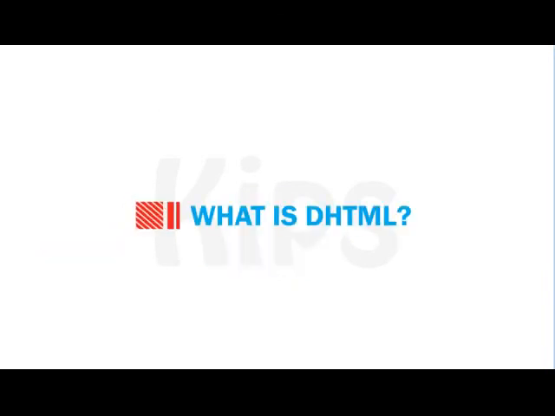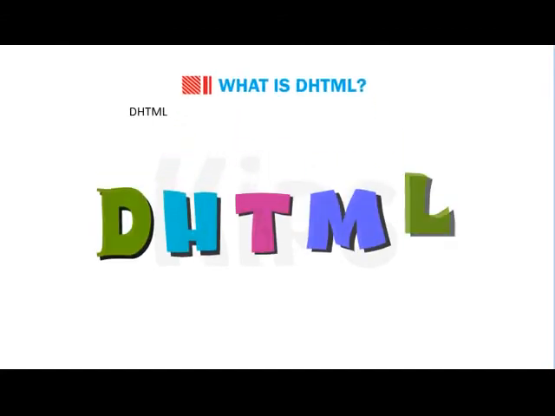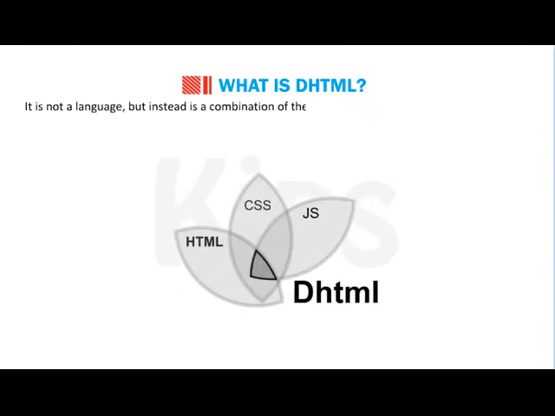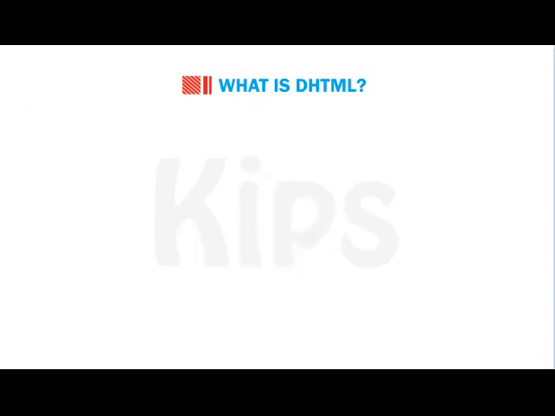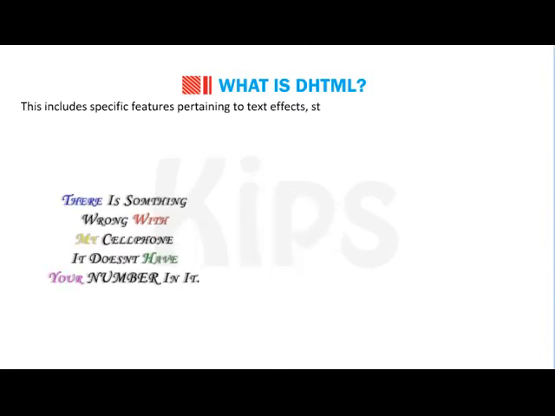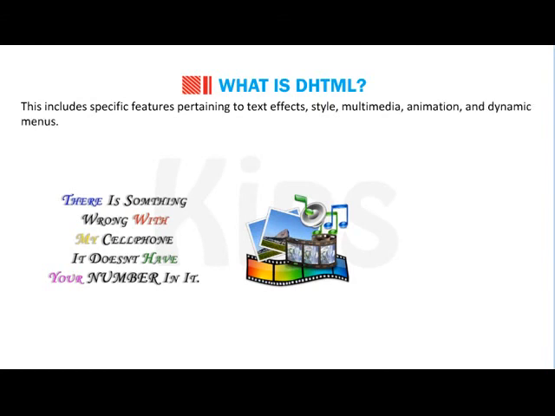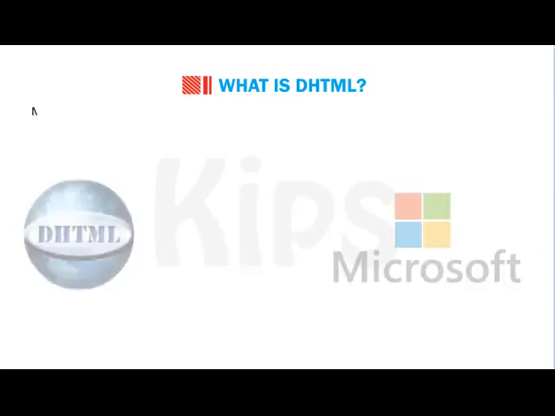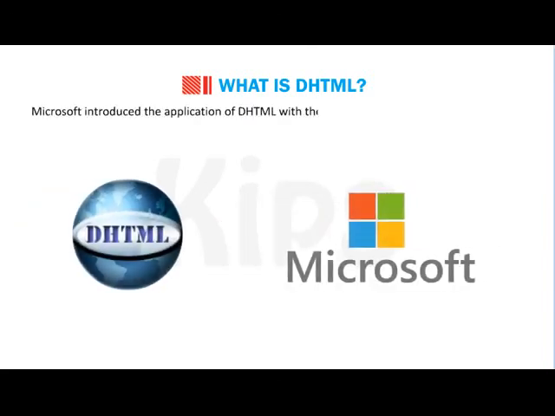Okay students, let us understand what is DHTML. DHTML stands for Dynamic Hypertext Markup Language. It is not a language but instead is a combination of the web development technologies like Static Markup Language (HTML), a client-side scripting language (JavaScript), Styling Language (CSS), and Document Object Model (DOM). This includes specific features pertaining to text effects, style, multimedia, animation, and dynamic menus. DHTML helps in creating dynamic web pages that are interactive, animated, and responsive to the user's actions. Microsoft introduced the application of DHTML with the release of Internet Explorer 4 in 1997.